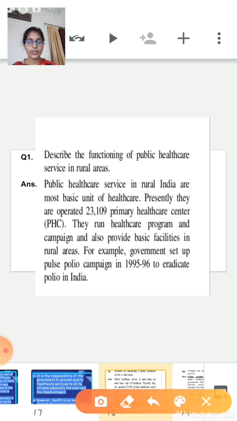So the first question is, describe the functioning of public health services in rural areas. As we discussed about public and private healthcare services, public healthcare services work in both urban and rural areas. Here we discuss the functioning of public healthcare services in rural areas. Public healthcare services in rural India are the most basic unit of healthcare, and presently they are operated through 23,109 primary healthcare centers, the PHCs. They run healthcare programs and many campaigns, and they also provide basic facilities in rural areas. For example, the government set up the pulse polio campaign in 1995-1996 to eradicate polio in India.